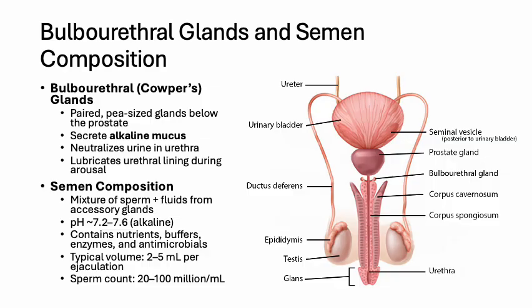Altogether, semen is a complex mixture of fluids designed to support and protect sperm on their journey. Its slightly alkaline pH helps counteract the acidic environment of the vagina, and the mixture includes sugars, enzymes, buffers, and antimicrobial substances. A typical ejaculation releases 2 to 5 milliliters of semen containing tens of millions of sperm, though only one is needed for fertilization.